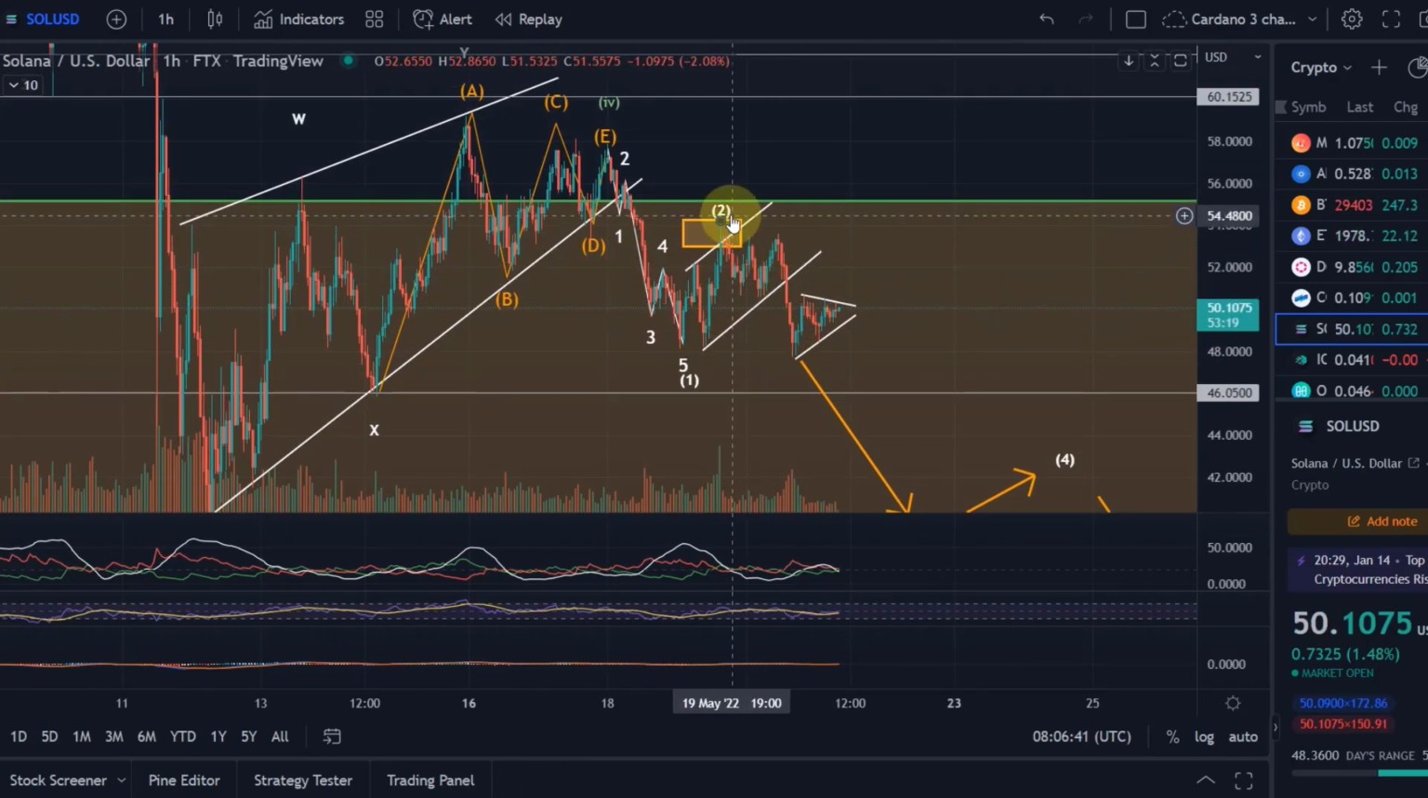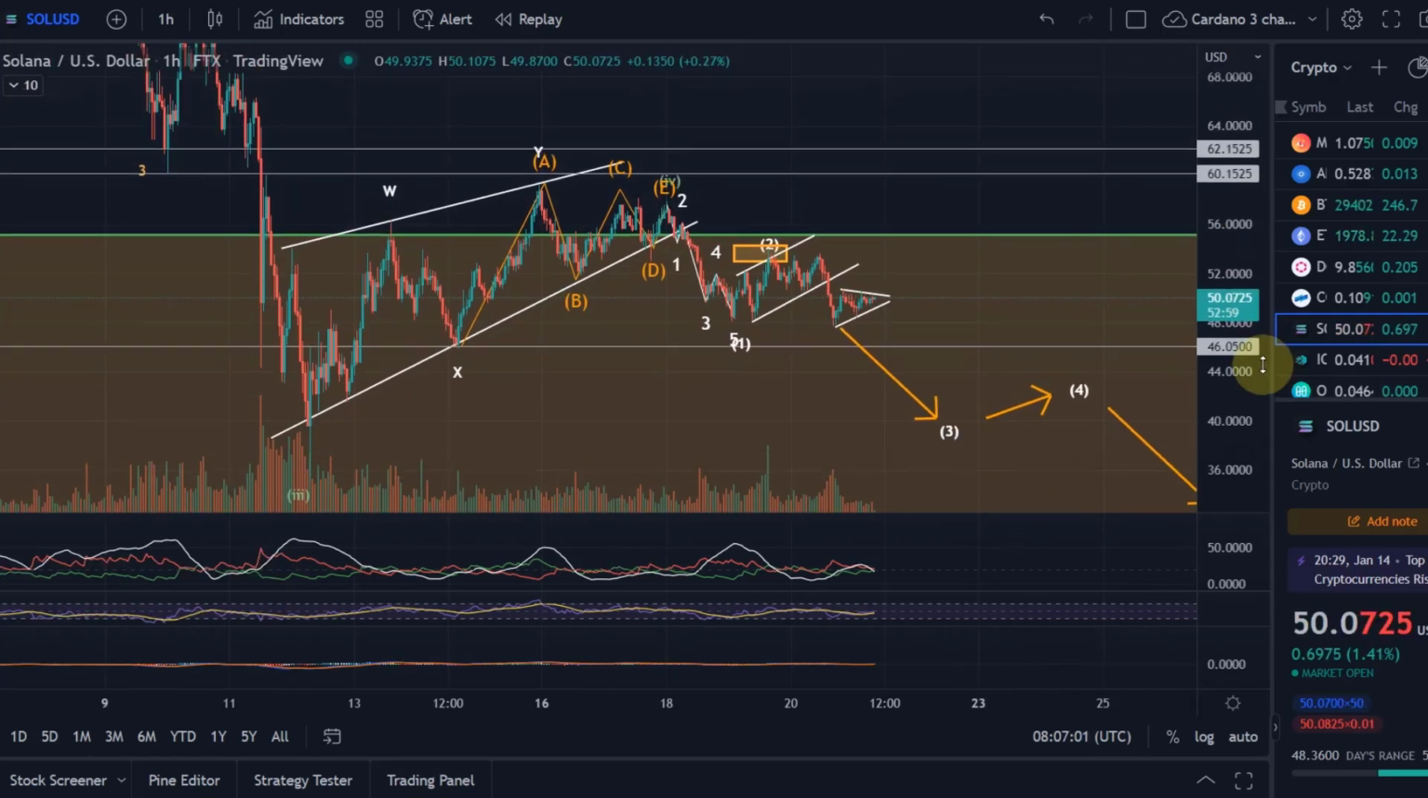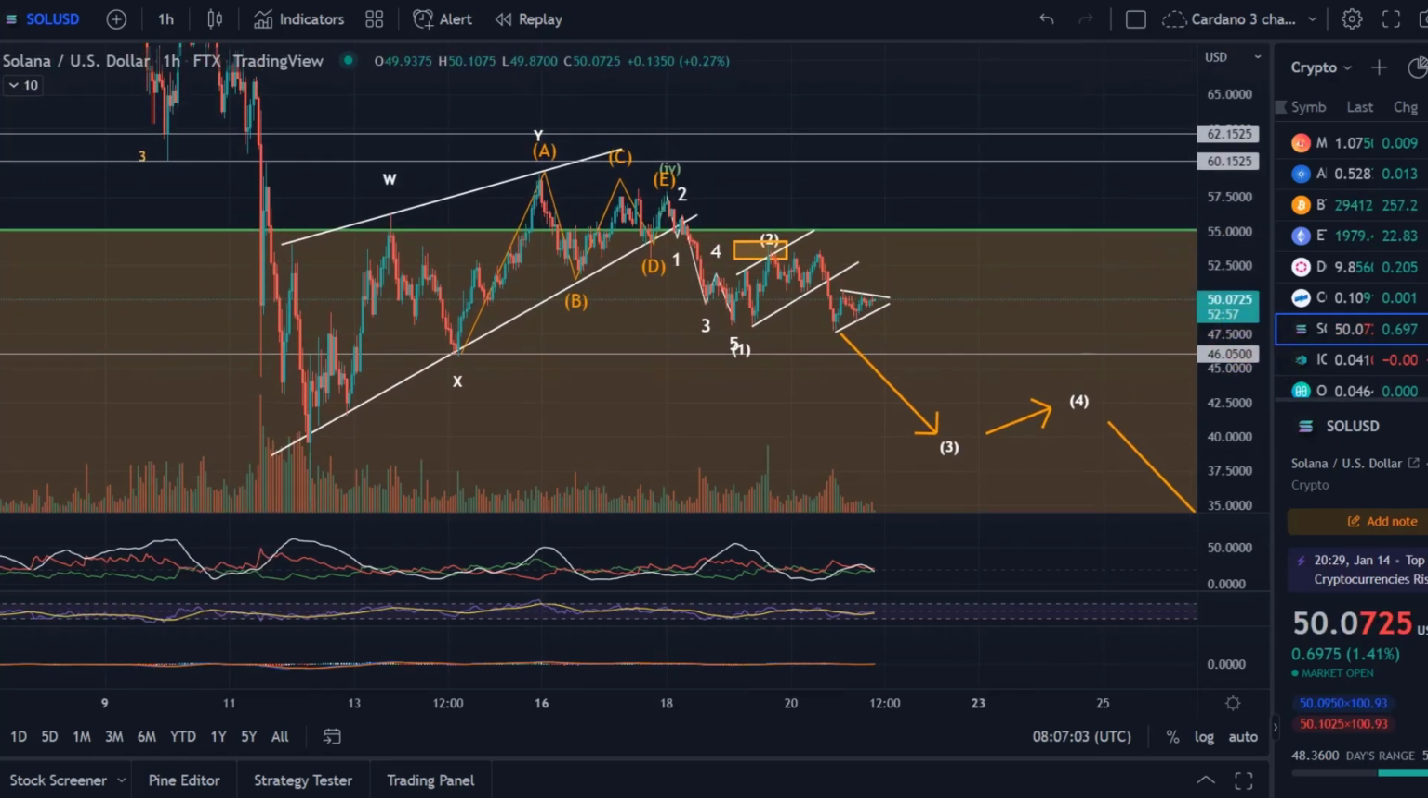This move down would be invalidated. It's always important to understand the invalidation points as well. It would be invalidated above $53.60 for this imminent move down, and then the overall move down would be invalidated above, let's call it, $58. As I said for the other cryptos as well, which are currently doing slightly different things: Bitcoin does a slightly different wave count, and Ethereum is pretty much aligned with Solana.